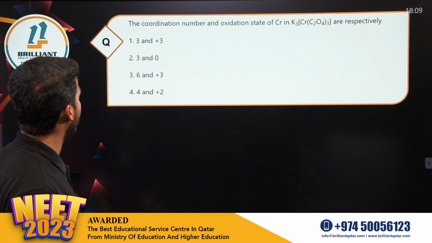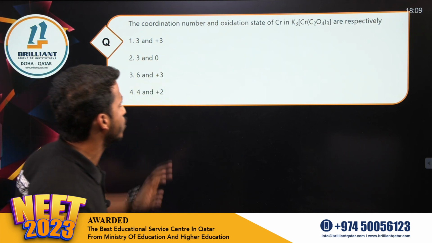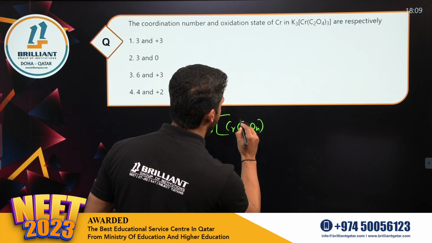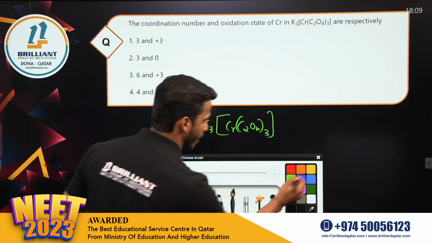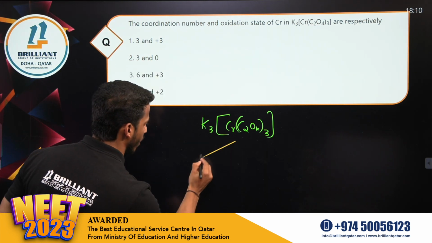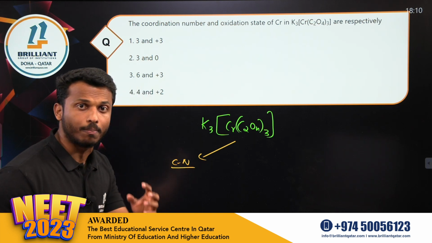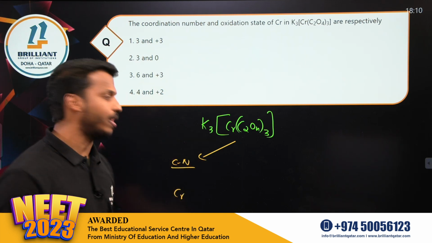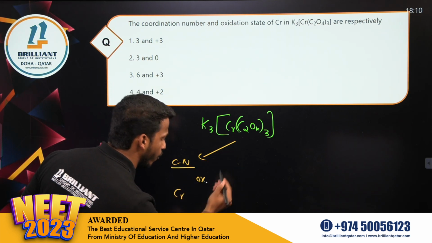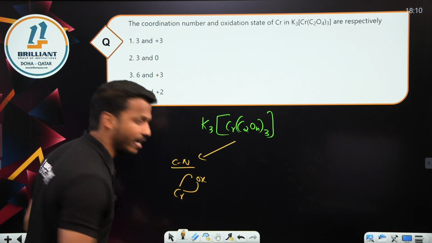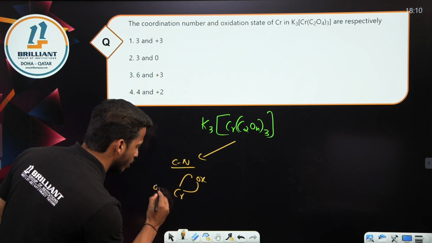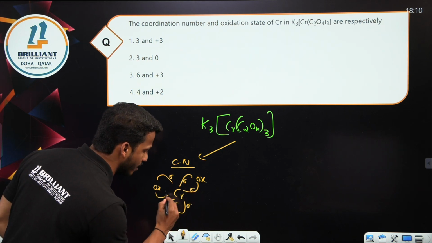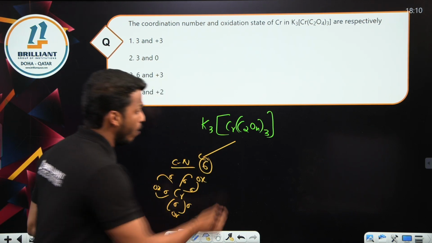Next, question number 9. The coordination number and oxidation state of this complex, K3[Cr(C2O4)3]. This is the compound given. They are asking what the coordination number is. What do you mean by coordination number? It is the number of sigma bonds created by the ligands with the metal. Cr is the metal, and C2O4 is oxalate, a bidentate ligand. So one oxalate gives 2 sigma bonds. There are 3 oxalates, so total sigma bonds: 1, 2, 3, 4, 5, 6. So the coordination number is 6.